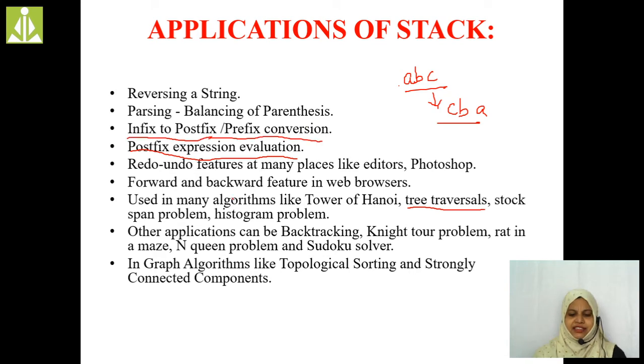All these things are present in your syllabus. Photoshop is not present in the syllabus, and web browsers and backtracking are not present in the syllabus.